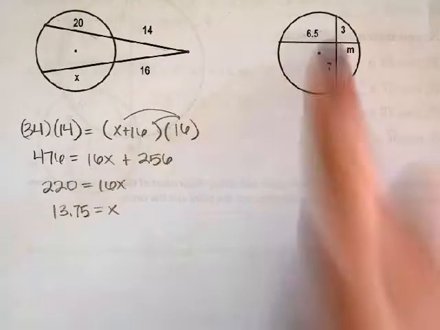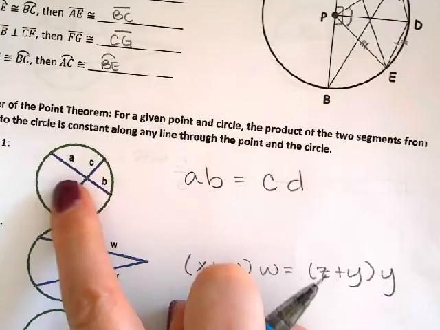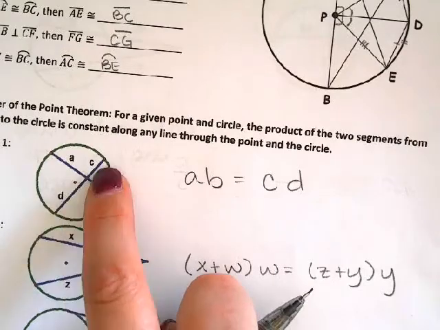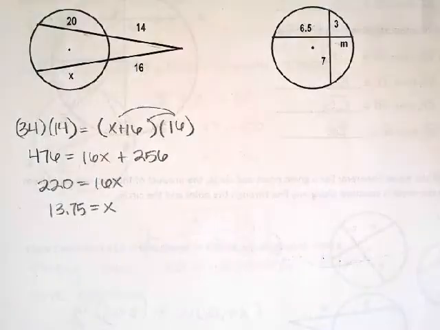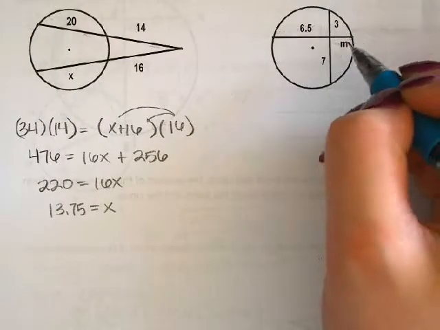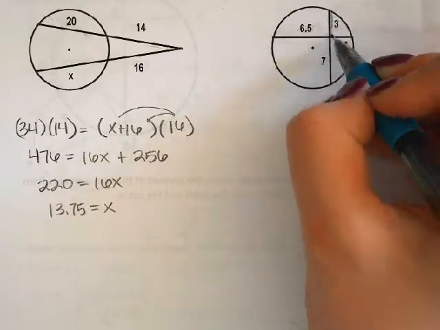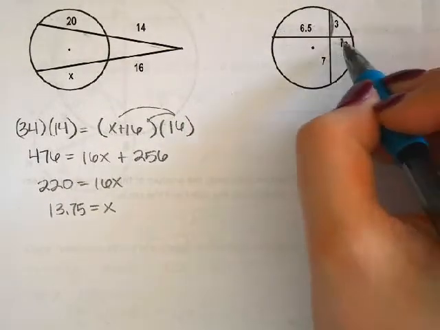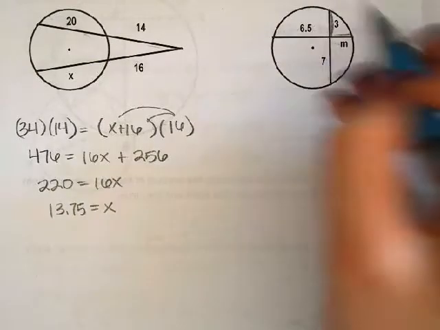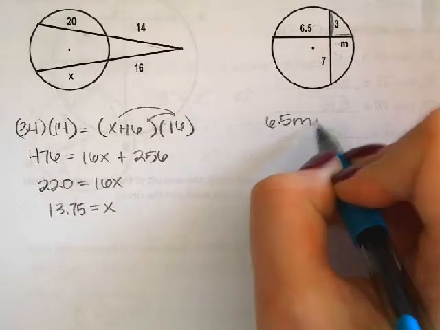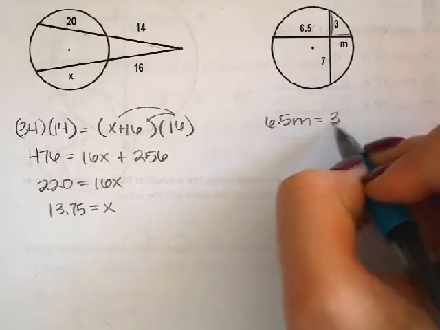No, so for this is the one that was situation 1 that's a little bit different than the other ones. And it's just one side of the segment multiplied by the other side of the segment. So it's like a cross. Okay, so for this one, now this is kind of tricky to see what goes with what. The 3 is this part right here. And the m is this part right here. So we're going to say 6.5 times m equals 3 times 7.